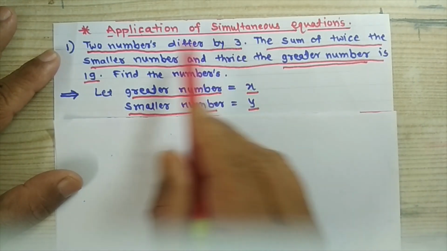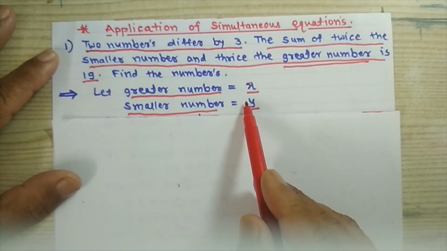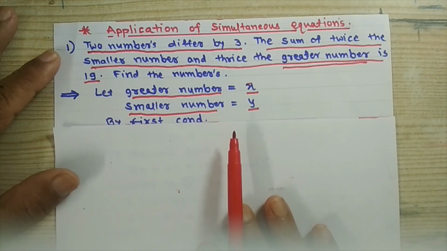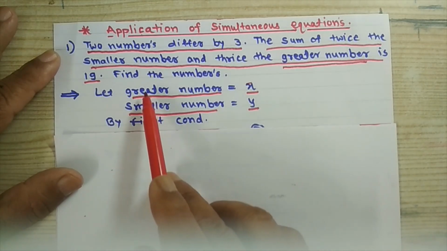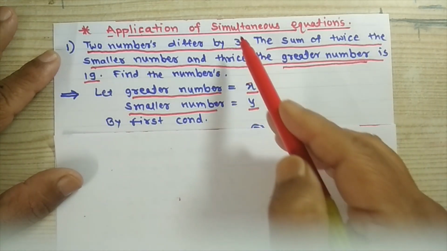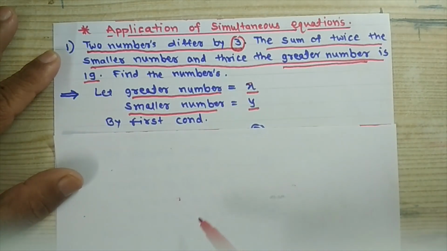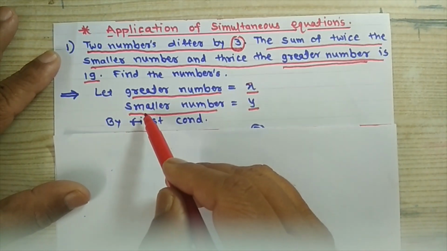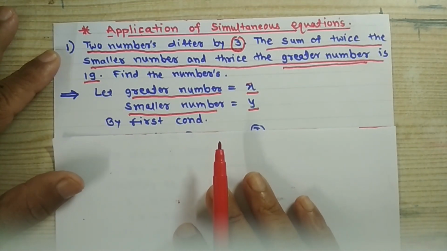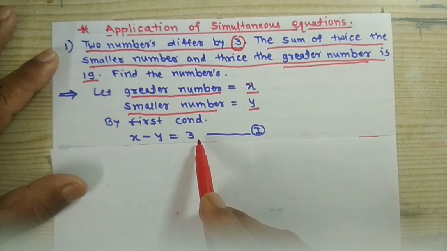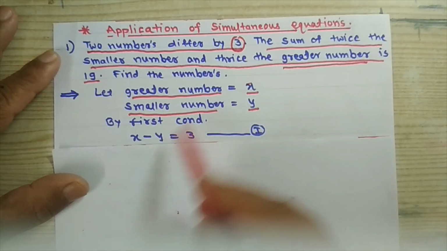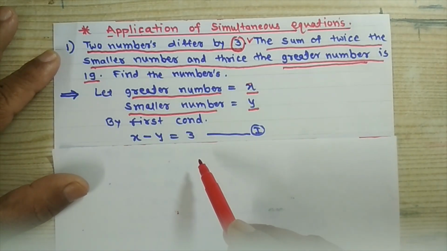We know the first condition: two numbers differ by 3. The difference between these two numbers is 3. Difference means we subtract the two numbers: greater number minus smaller number. Therefore, the equation becomes x minus y is equal to 3. Here x minus y is the difference between the two numbers, and this difference is given as 3.